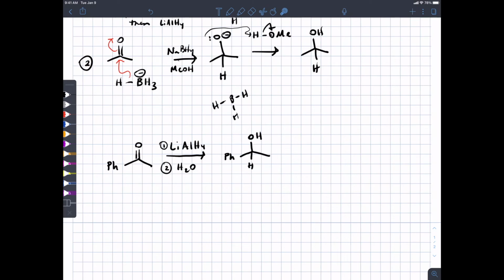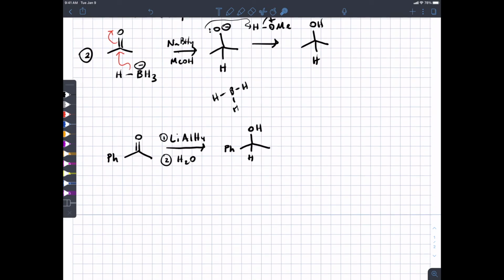Now notice that we have an sp3 hybridized carbon that's attached to four different things. We just made a stereocenter. And there's no chirality out of nothing. There's no ex nihilo chirality. So what that means is if you have a non-chiral starting material and non-chiral reagents, but you make a stereocenter, you have to make both configurations.